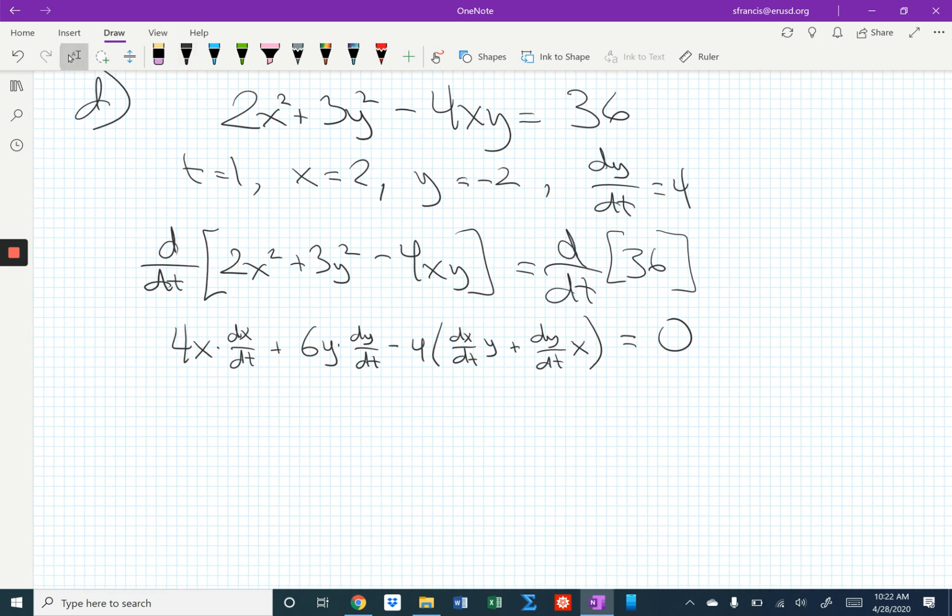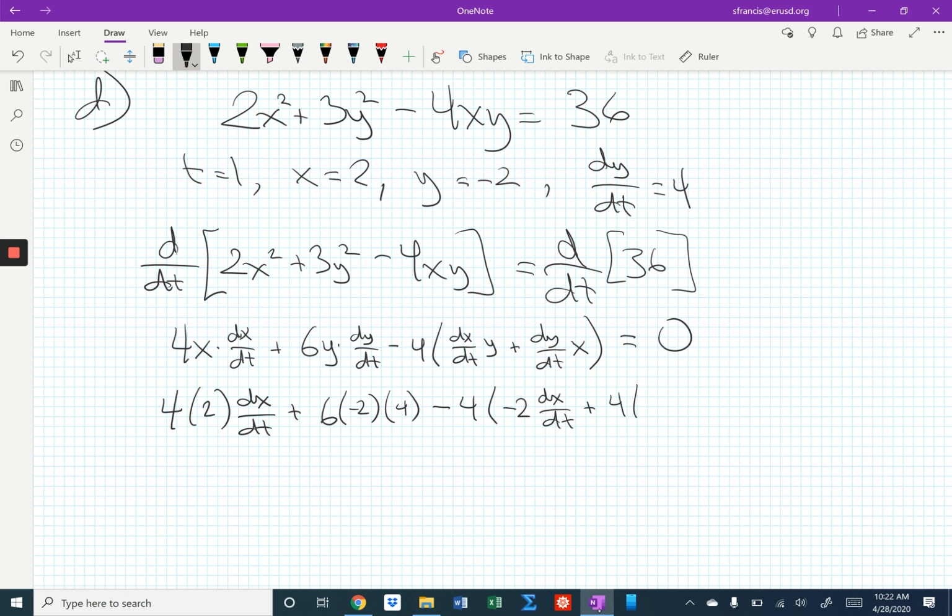Now, instead of trying to solve for anything, you can, I'm just not. I'd prefer to start plugging things in. Let me plug in numbers here. I know that x is going to be 2. I'm looking for dx over dt, so that just remains as that. I know y is equal to -2 and dy over dt is equal to 4, so I'll plug those in. Minus 4 times, I'm still looking for dx over dt, y is -2, so I'm just going to commute that order there. dy over dt is 4, x is 2, still all equals 0.